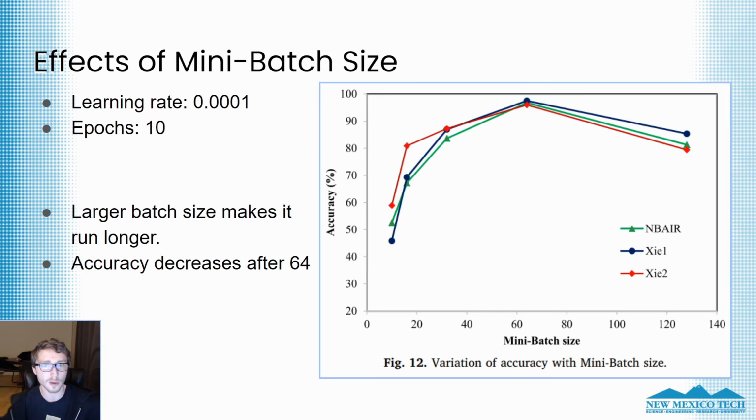Testing the mini batch size, they again used 0.0001 learning rate and 10 epochs. The larger batch size makes this run much longer, so it's preferable to have a smaller batch size. They found that after 64, the accuracy begins decreasing, so they decided to stick with the size 64 batch size.